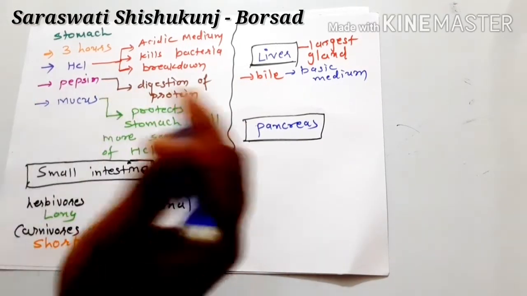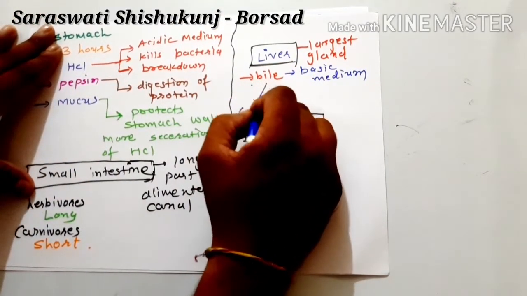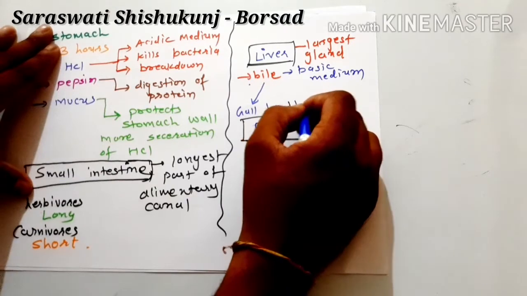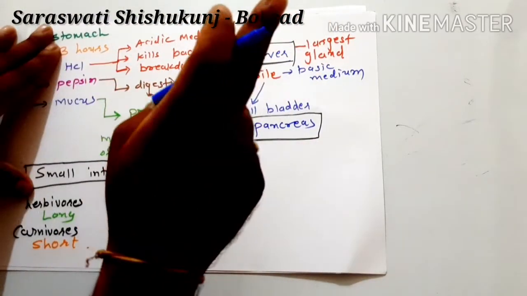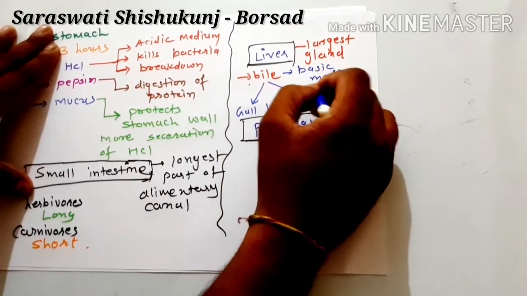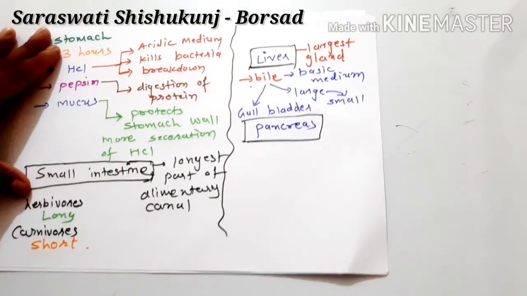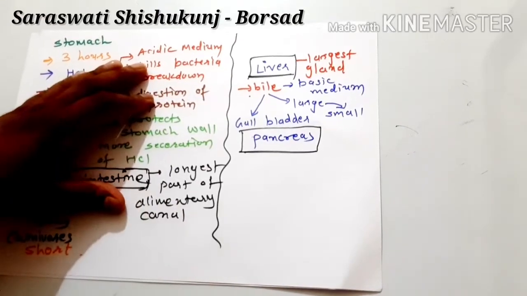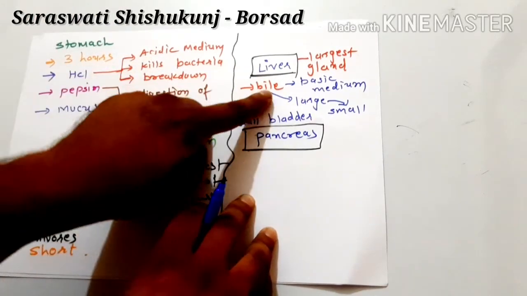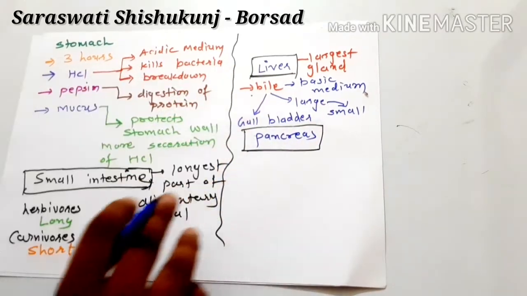Where is this bile juice stored? Our bile juice is stored in the gall bladder. Also, this bile juice converts large molecules into small molecules. So the secretion of bile juice from the liver helps us in different ways: it provides a basic medium to our food, it converts large globules, large molecules, into small molecules, and it is stored in our gall bladder.